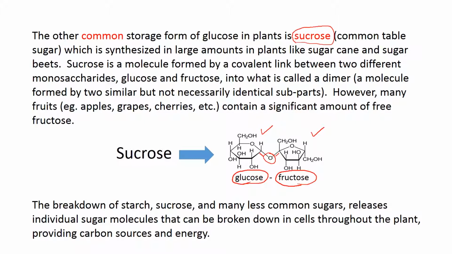The breakdown of starch, sucrose, and many less common sugars releases individual sugar molecules that can be broken down in cells throughout the plant, providing carbon sources and energy. So in other words, when this sucrose breaks down, it will release free glucose and free fructose. And then those sugars become available in the cells that consume them.